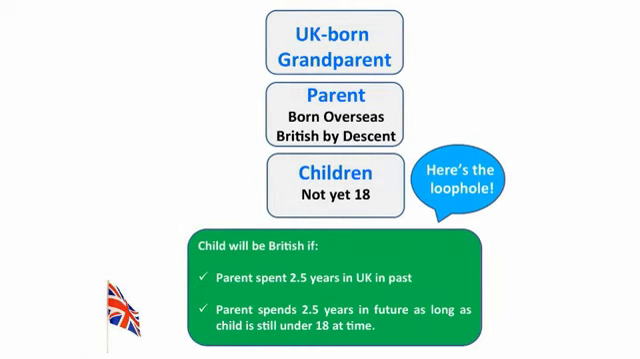So, to recap, where there's a UK-born grandparent, where the parent of the subject child is born overseas, and where the child concerned is under the age of 18 at the time of application, and the parent has spent some time in the UK in the past, there are possible claims and applications which can be made to make that child British. That represents our second example of how children born overseas can claim UK nationality in the second generation by descent, i.e. from a grandparent born in the UK to grandchild born overseas.